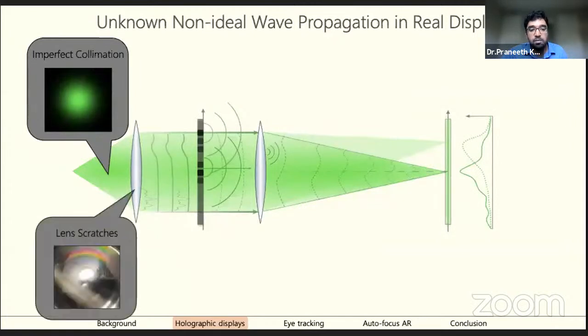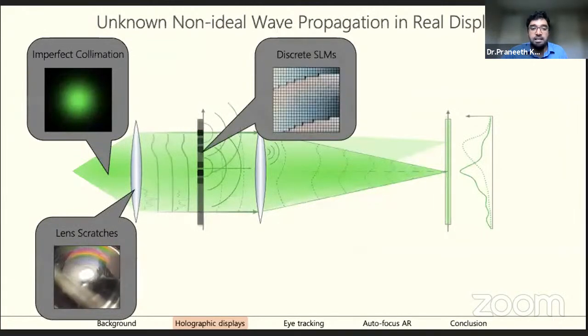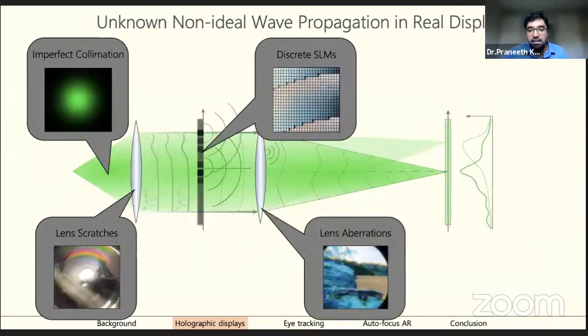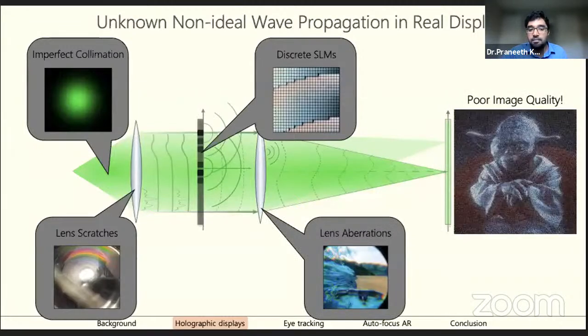The illumination might be non-uniform. The lenses that you use might have scratches. The phase modulators that you use might be discrete and non-linear. The lenses can have chromatic and all sorts of aberrations. And the wave propagation methods that we use might also not be ideal for the real world case. So all of these deviations combined make the image coming out of a hardware display extremely noisy.